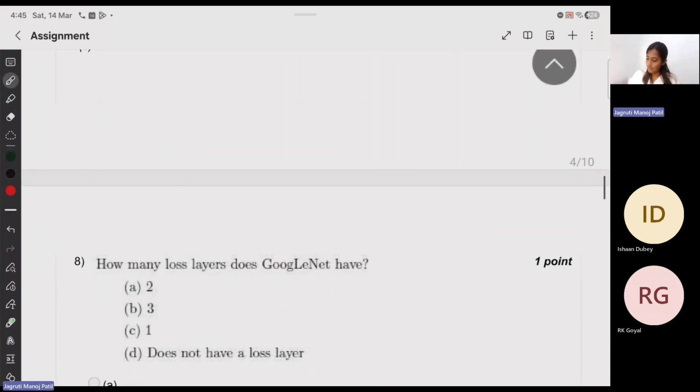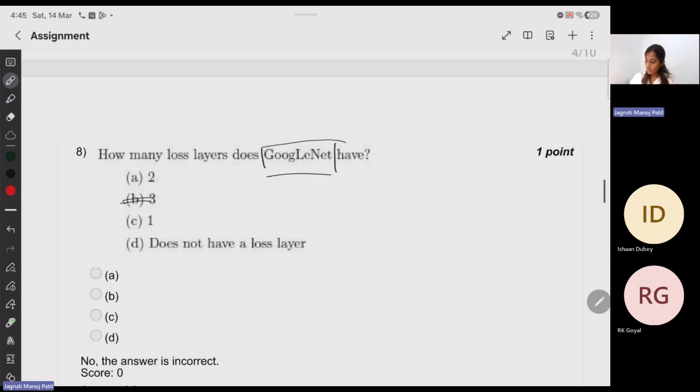Okay. Now, this is something which is like extra information. If you just Google it, you'll get an idea about it. How many loss layers does a GoogleNet have? I don't expect you to know all the models and networks there, neither does the instructor. But it can have either of them. Usually the number of loss layers is 3.